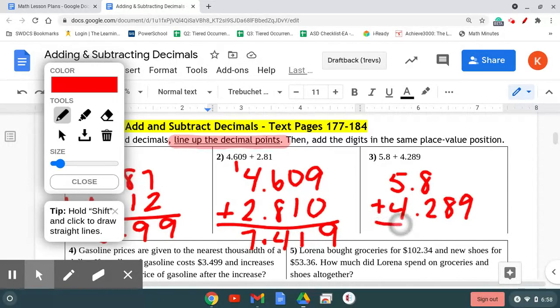Plus sign, equal sign. All right, so I don't have the same number of digits in the top number. So what did I need to add to the end? Hopefully you remembered and you added your zeros. Now all of our digits are lined up. We have the same number of digits in both problems, so now we can add. 0 plus 9, 9. 0 plus 8, 8. 0 plus 2 is 10, carry my 1. 5 plus 4, 9, plus 1 is 10. So you should have had 10.089.